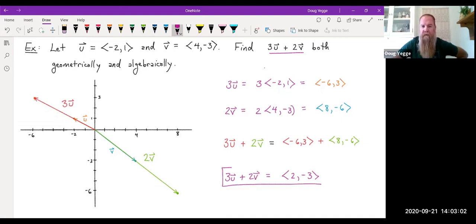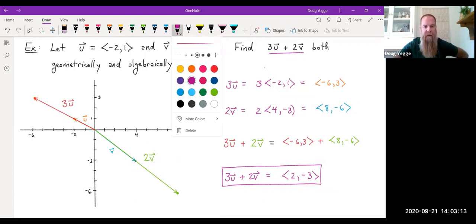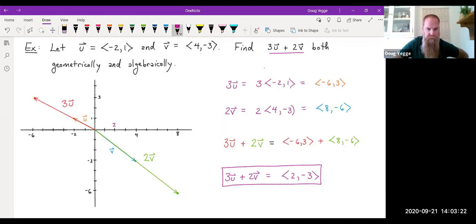But after doing this geometrically by doubling v and tripling u, keep in mind that in order to add 3u plus 2v, we just need to tack on one vector to the tail end of the other. Now, if we've done it right, we should end at the point 2, -3. So let's take a look at how this would happen.